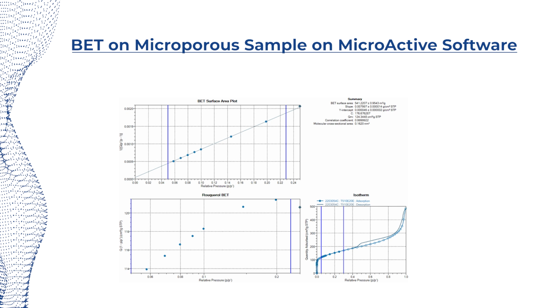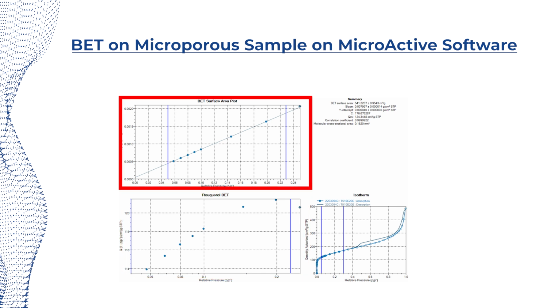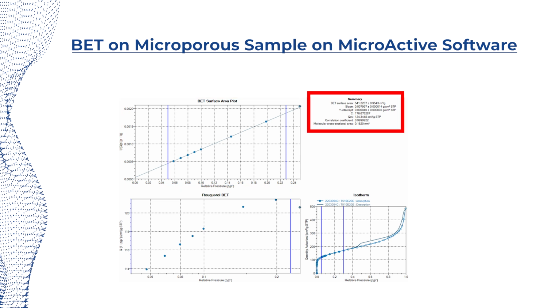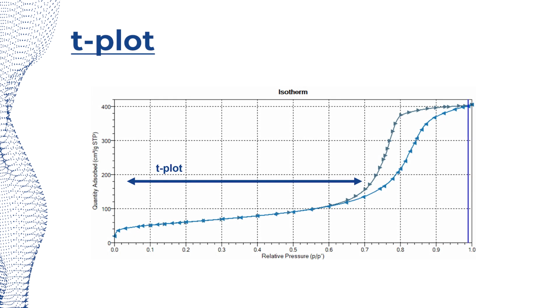So the Rouquerol criteria that were mentioned in the previous slide are all embedded in our software. So we see the Rouquerol transform plot at the bottom left, the BET transform plot at the top left, and we see that the C constant is positive, as well as the slope and the y-intercept, and we see the correlation coefficient greater than 0.999. So it's really easy to interactively do the data reduction on our software. So next, we'll talk about the t-plot.